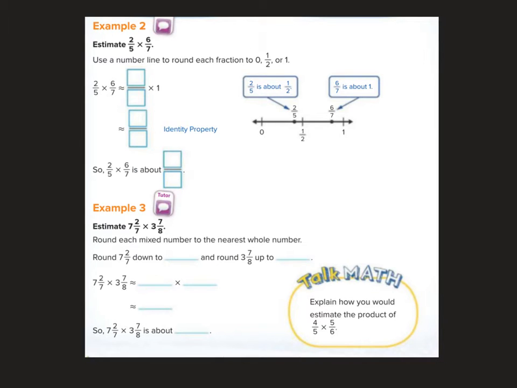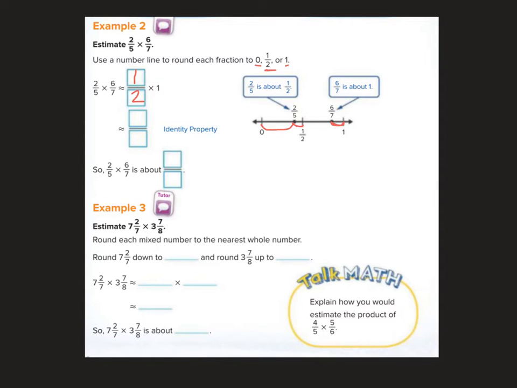Estimate 2/5 times 6/7. Now we're getting a little trickier here. We're going to use a number line to round each fraction to 0, 1/2, or 1. 2/5 times 6/7 is about, so 2/5, what are we going to say? Is it about a half, or about a whole, or about 0? Closer to a half, right?